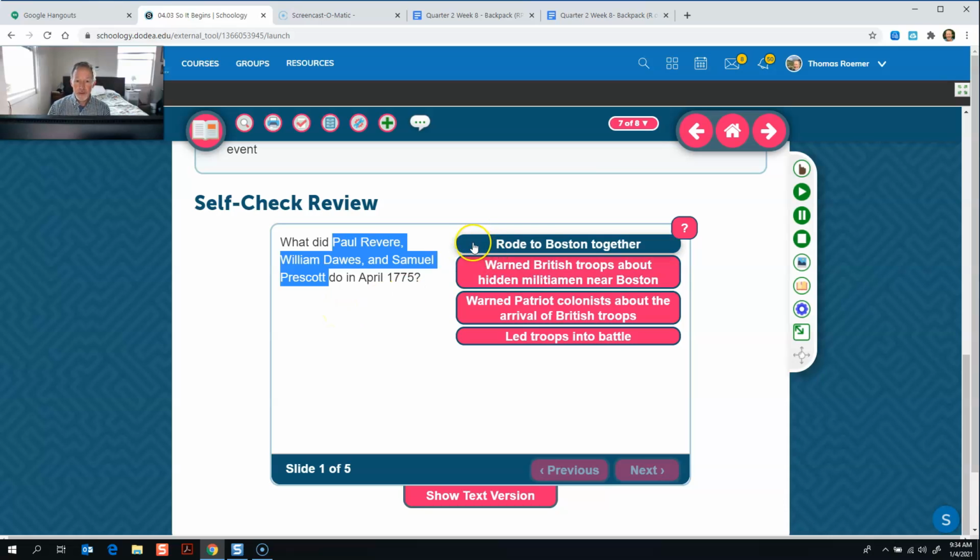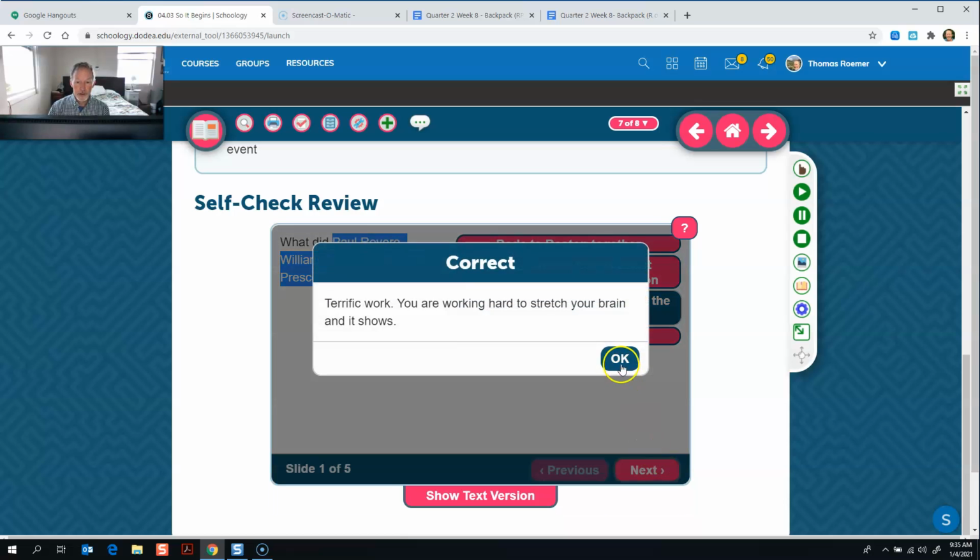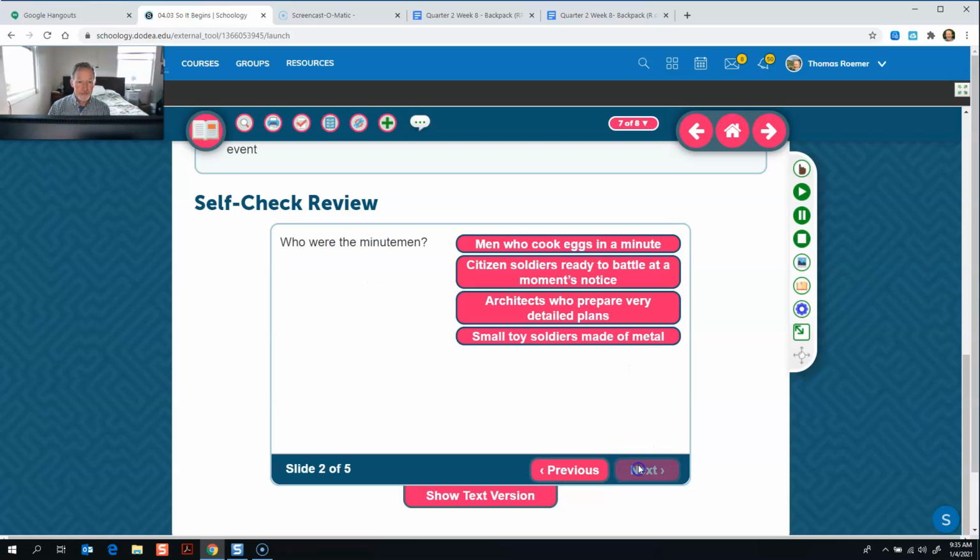Did they row to Boston together? No. Did they warn the British that the Minutemen were hiding? No. Did they warn the Patriots about the arrival of British troops? Maybe. Did they lead troops into battle? No. Okay, so they warned the Patriot colonists. One if by land, two if by sea. That's correct. Okay, next one.